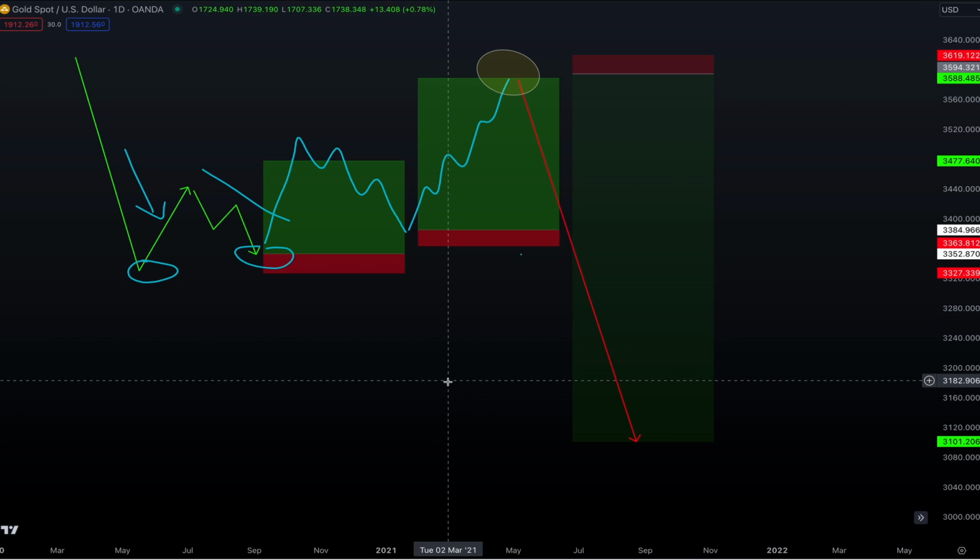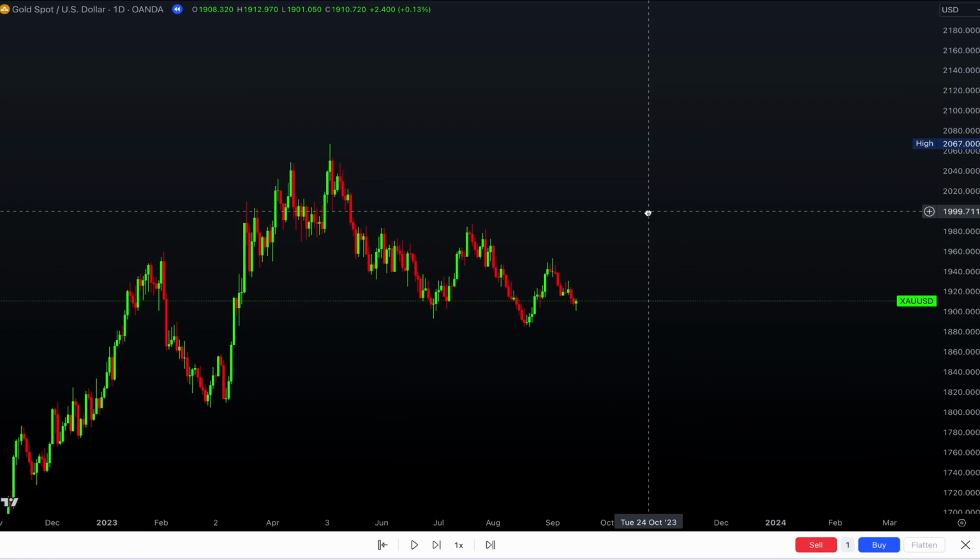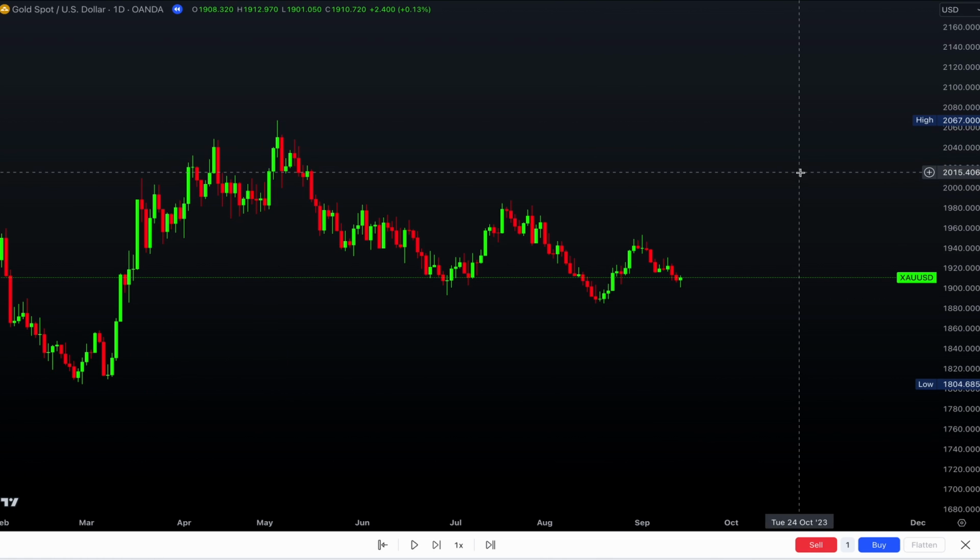So let's move on to the gold analysis. I have made that analysis, I think, around this area here. Let me do something like this. The market was like this. Okay, this is the daily time frame.